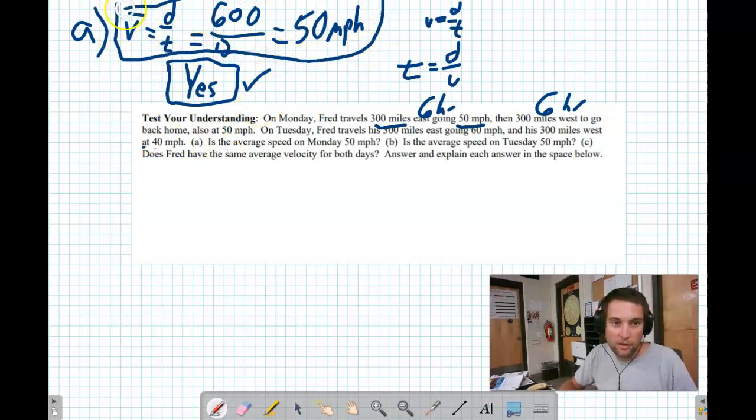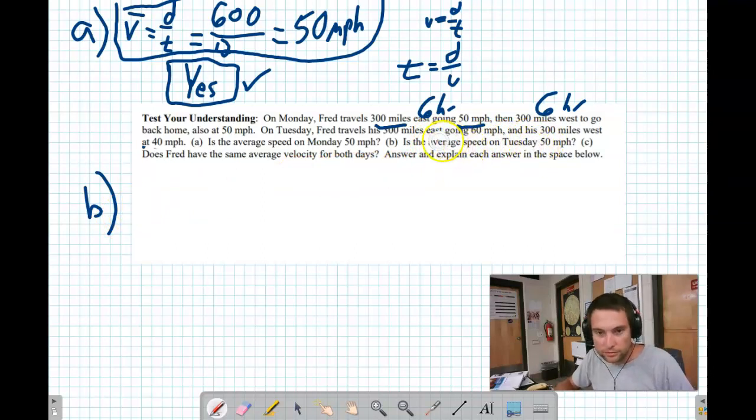I can go back, or you can go back and see exactly what I did, or you can have a grader go back and see the steps that you did. Okay, so you want to make sure that you show your thought process. And I think we've done that pretty well. Is the average speed on Tuesday 50 miles per hour? We're going to go back and do the same thing.